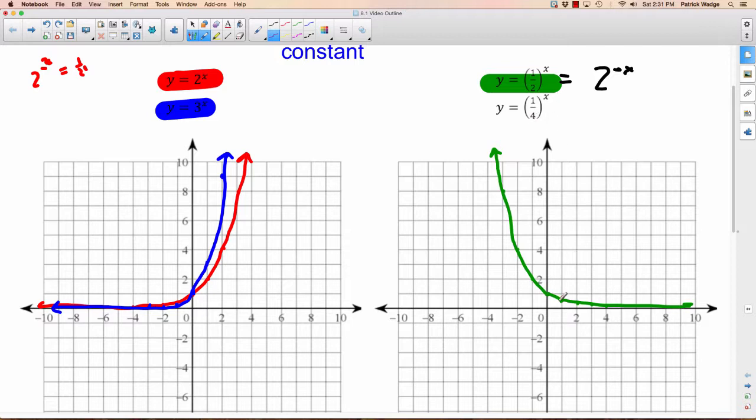Well, if it's to the 0 power, it's 1. If it's to the first power, it's a quarter, so it's going to be a little bit lower than this. Second power, quarter times a quarter is a 16th. It's really low already, and then it gets lower and lower.